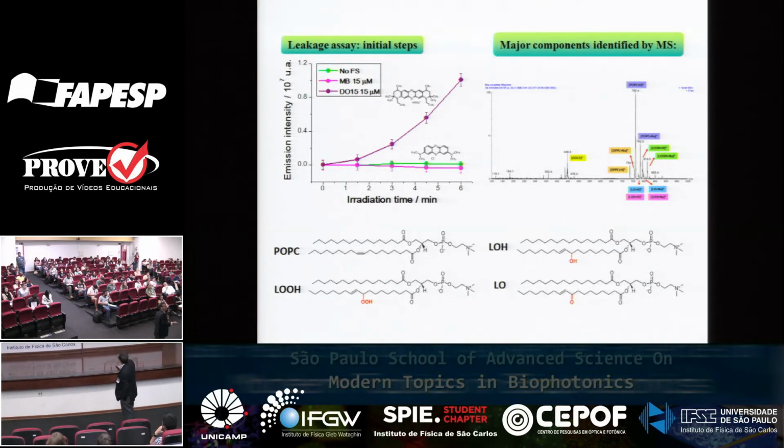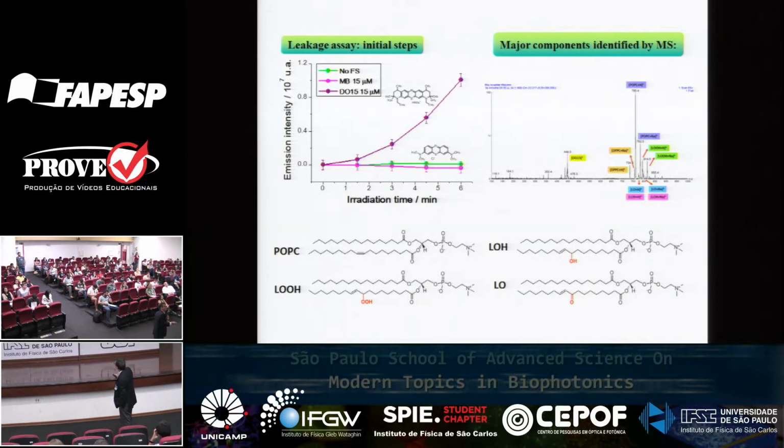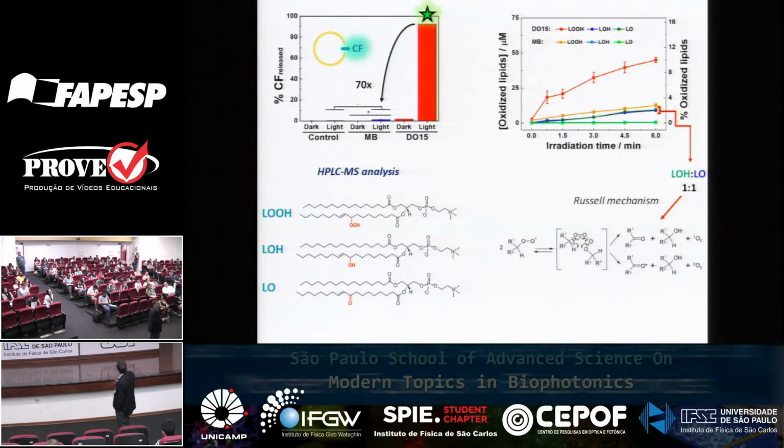So you see, at these conditions she prepared, only the DO15 was leaking the membrane. Methylene blue was not doing any leaking at all, okay? And so she went to these conditions and started to see the products of reaction, what was accumulating in both cases. She prepared standards of these compounds, a very demanding project in terms of making compounds, analyzing the mass spec and so on.